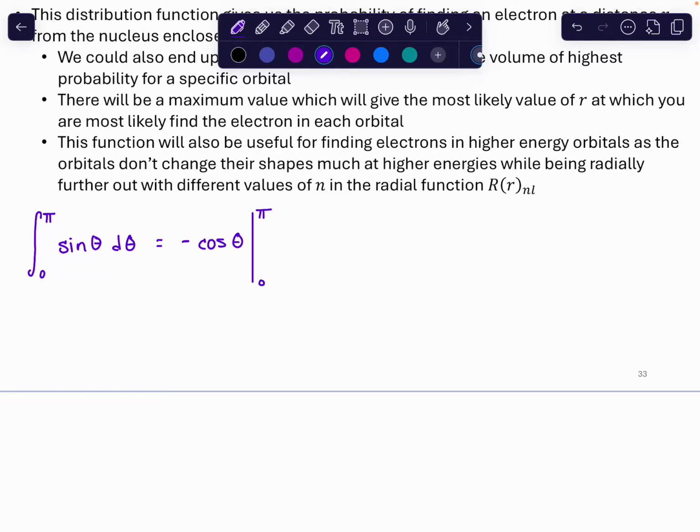Now, remember, evaluation is a difference. So this means I'm going to have a negative cosine of pi minus a negative cosine of 0. Well, cosine of pi is -1, minus, and cosine of 0 is 1, so negative cosine of 0 is -1. And when we add this together, we get 2. So that integral itself just comes out to be the value 2.